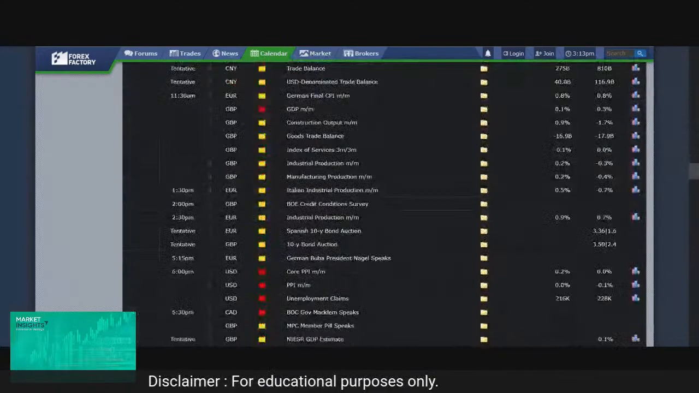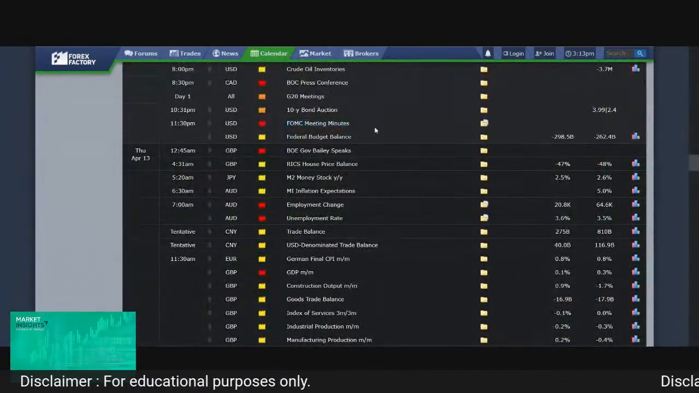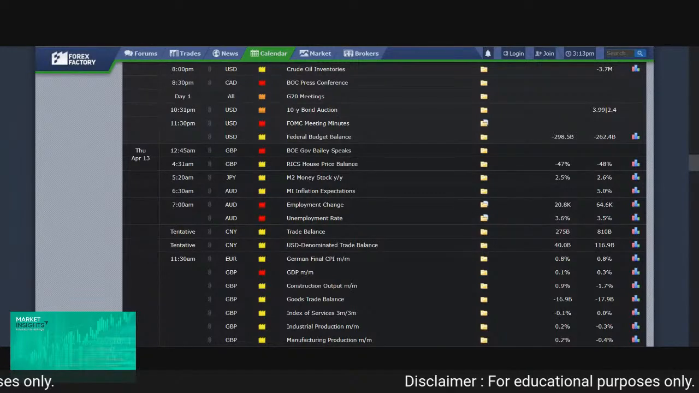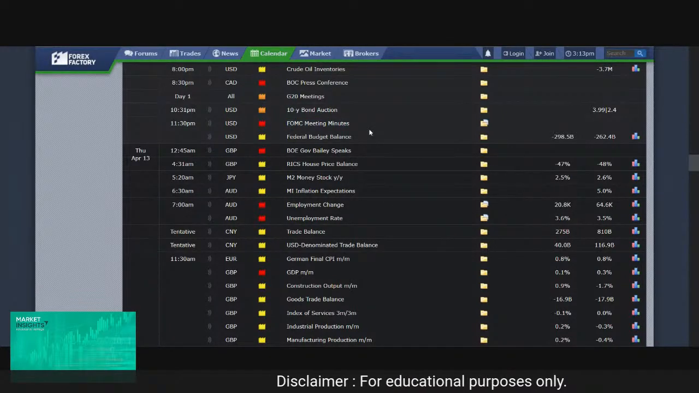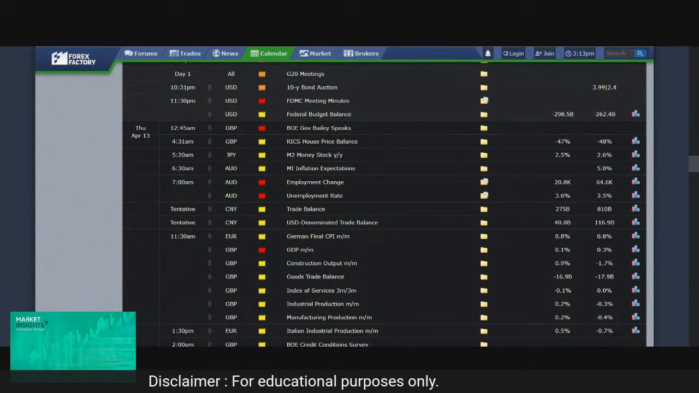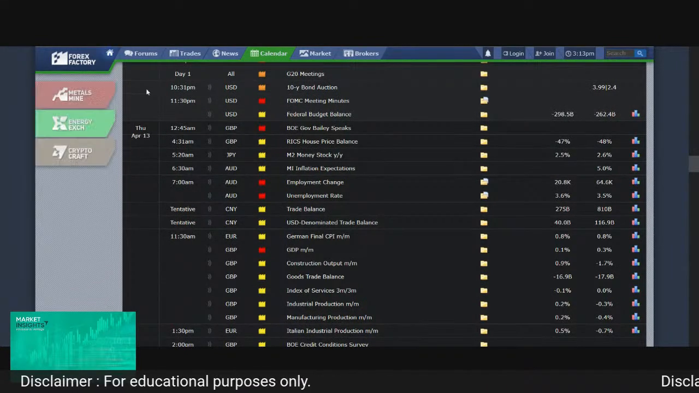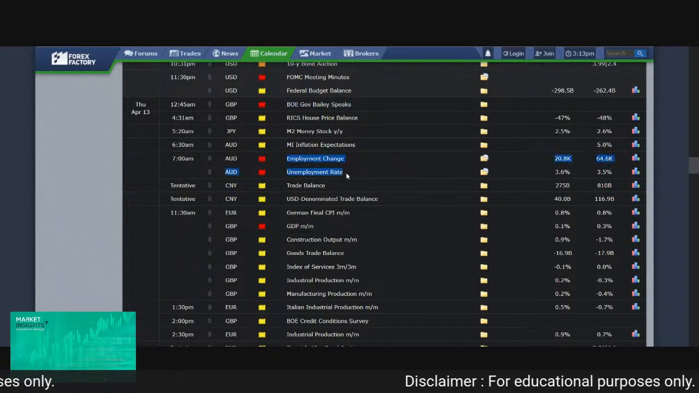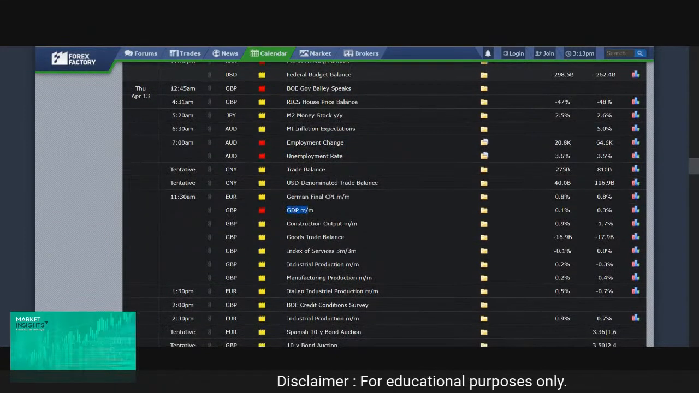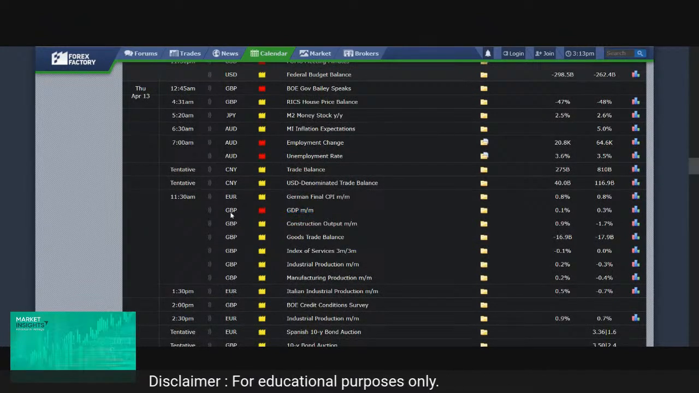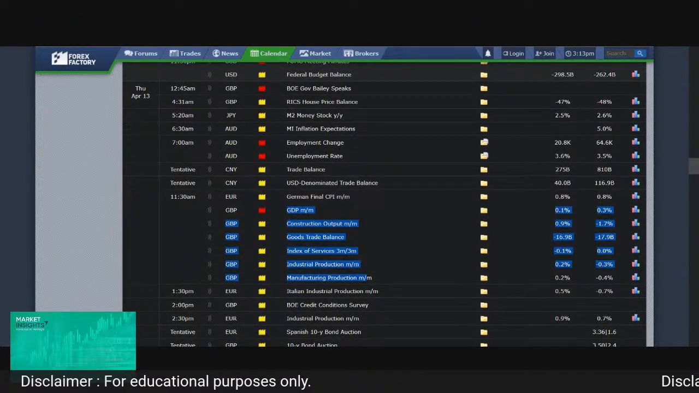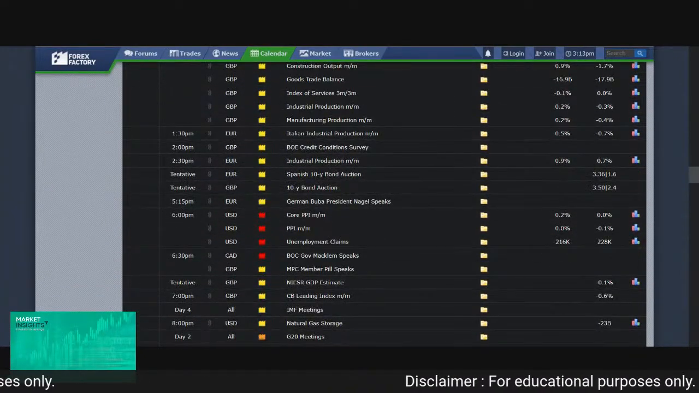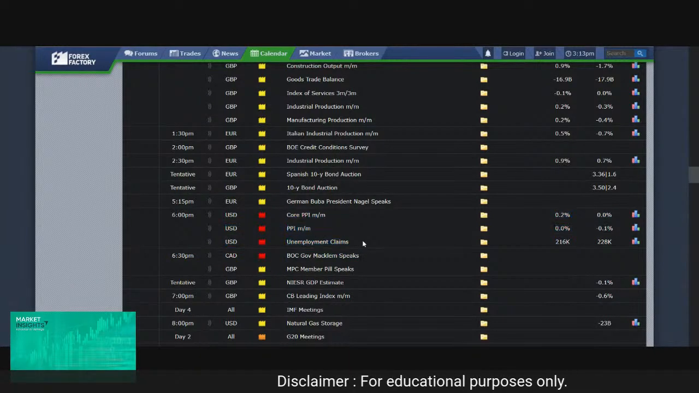So we will also see what their expectations were and what different members had to say about different things. That will give us an insight into where the FOMC is leading the market. Later on Thursday, we'll see a BOE speaker, employment change for the Australian dollar, and GDP month on month. This day will be important for GBP because a lot of data is going to come out for it.